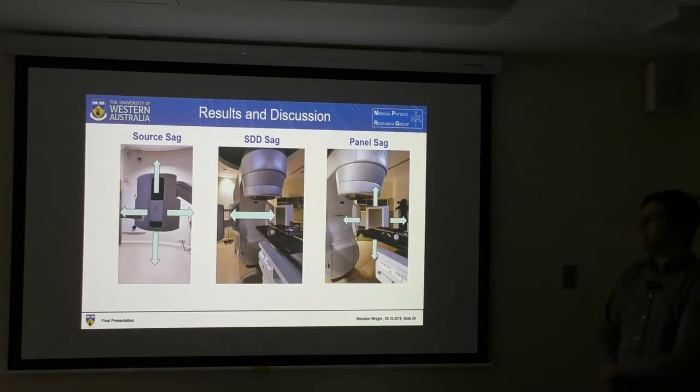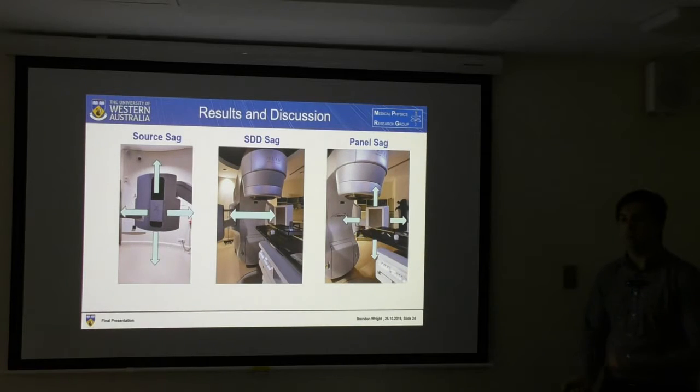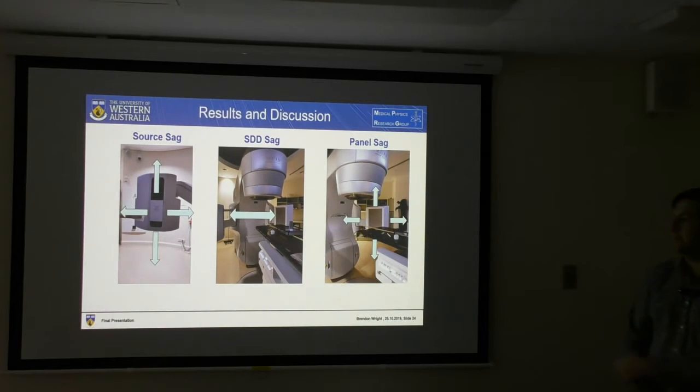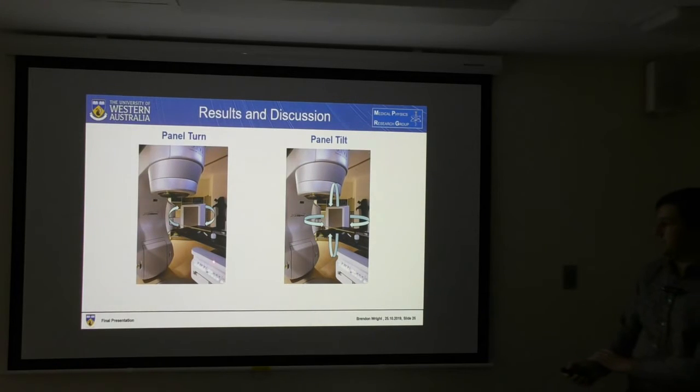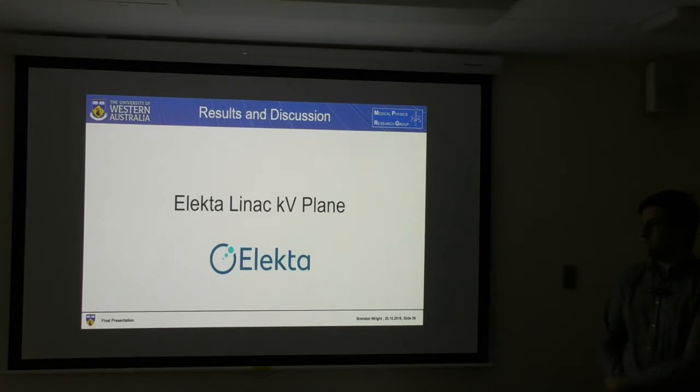It's worth noting that we have 8 different movement directions in which mechanical instability can be encountered. We can have our source sagging both in the in-plane direction and in the cross-plane direction. We can have a sag in the source to detector distance. Our panel can sag in both the cross-plane and in-plane directions. Then we can have our panel turning, so a rotation around, and our panel tilting in both the in-plane and cross-plane directions as well.